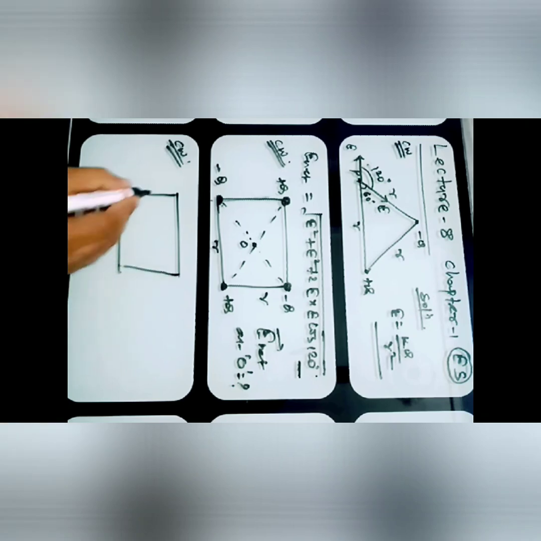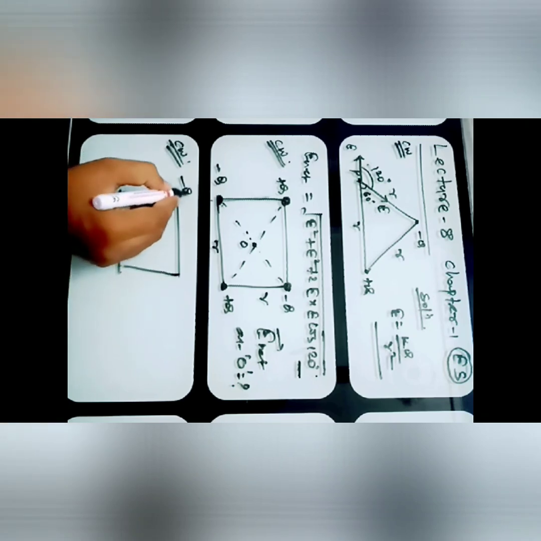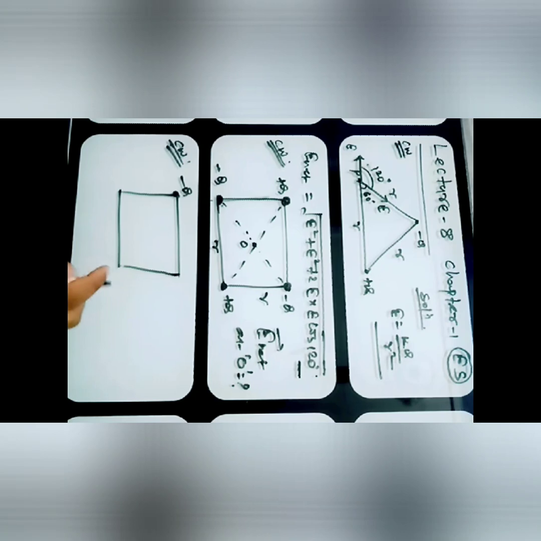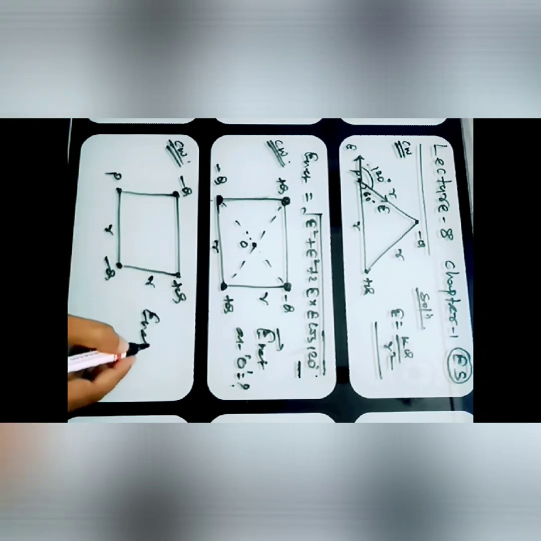Again, this is a square, minus q, plus q, r distance, square. This is the origin point. You have to again find the net field at P. Okay students, so this was a simple question.